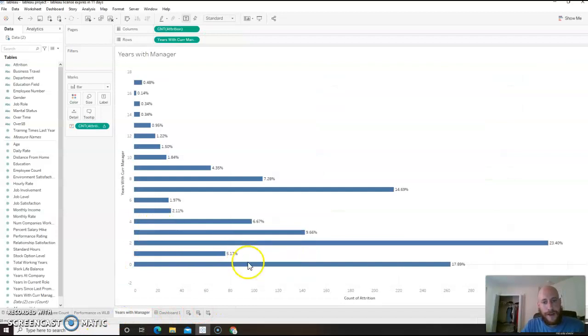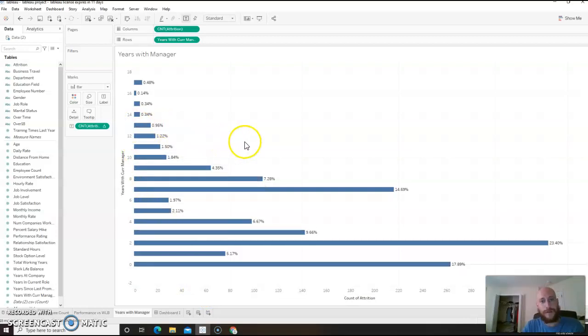Over here I have the relationship between attrition and the years with their current manager. So as we can see, the people who have been working for the least amount of time with their managers are the people who have the highest attrition rate. Over here we have 23%, over here we have 17%. And the people that have been working for the longest with their manager are the people that have the lowest attrition rate, which totally makes logical sense.